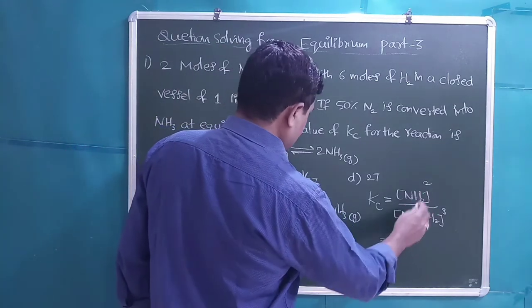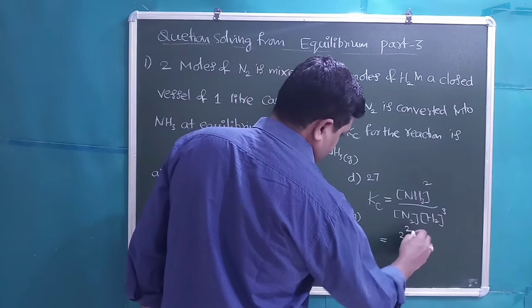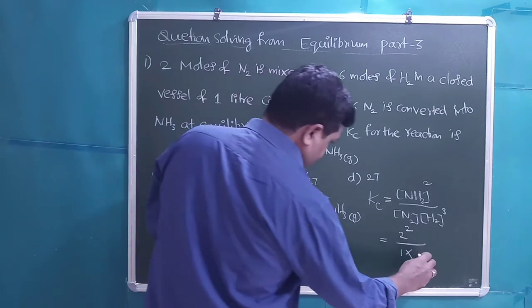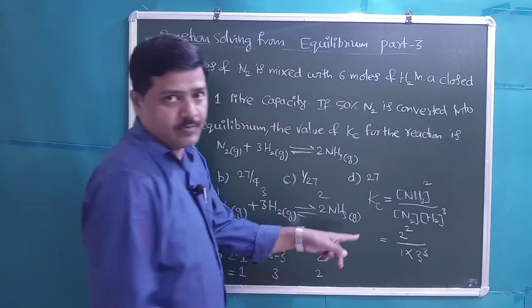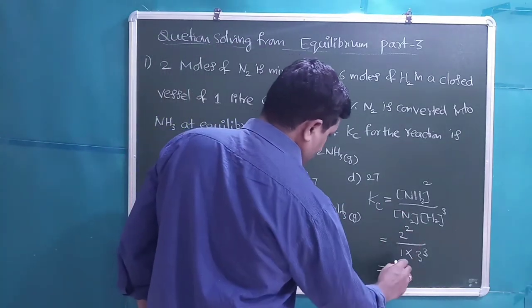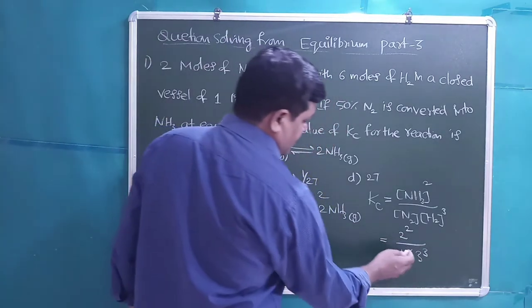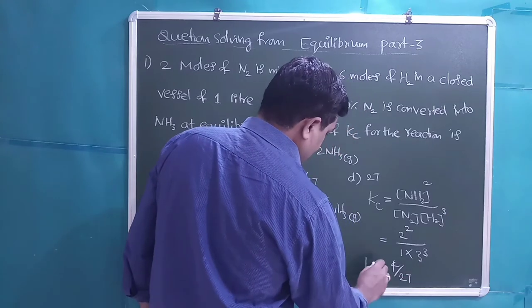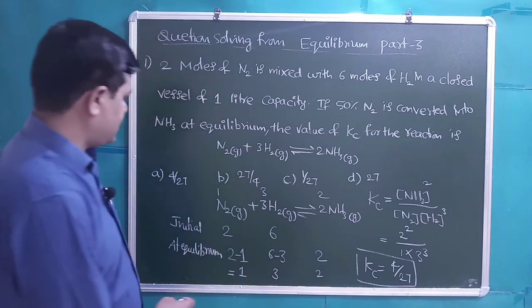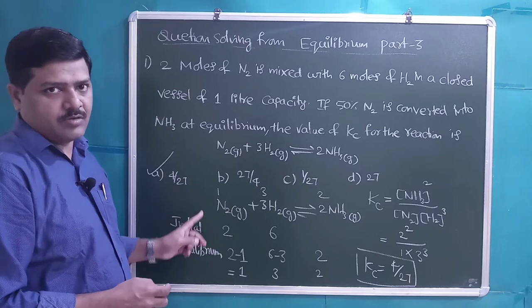NH3 concentration is 2 squared, divided by N2 which is 1, multiplied by H2 which is 3 cubed. We have substituted the values in the Kc expression. Then 2 squared is 4. 3 cubed, 3 into 3 into 3, is 27, into 1 is 27. So the equilibrium constant for the given reaction is 4 by 27, which is given in option A. A is correct. Students, let us take one more question now.